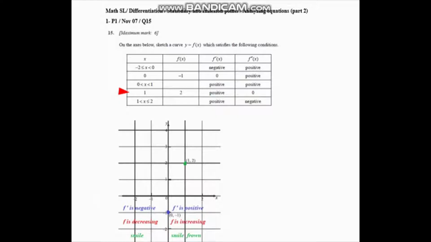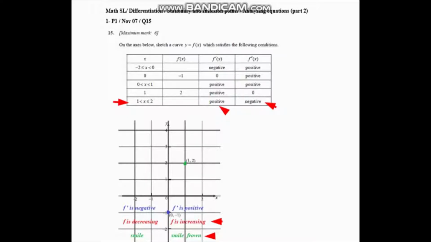At x equals 1, y equals 2, and f double dash is 0, and I can tell that it was positive and then became negative before and after. So this is an inflection point in green, as we are used to. And finally, from 1 to 2, I know that f dash is positive but f double dash is negative. So the function is still increasing, but now after the green point I have a frown.